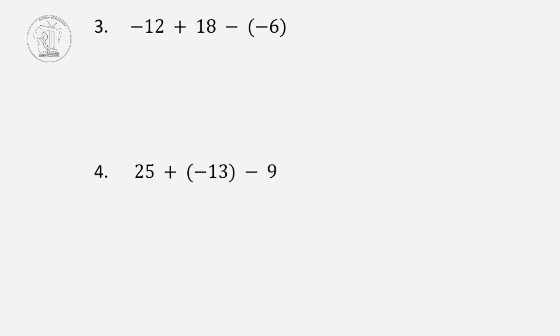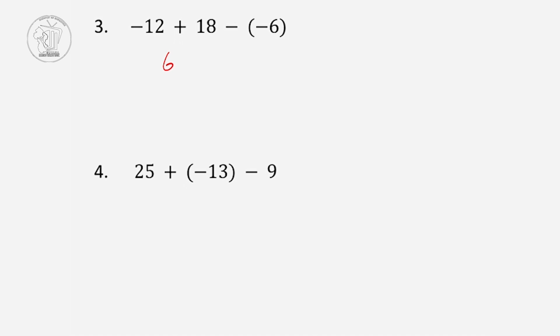And the last set of examples, negative 12 plus 18 minus negative 6. So we have negative 12 plus 18. Here we are adding, and the two signs are different. So we subtract and put back the sign of the larger number. So 18 subtract 12 will give me 6. Then I put back the sign of the larger number, which is plus.